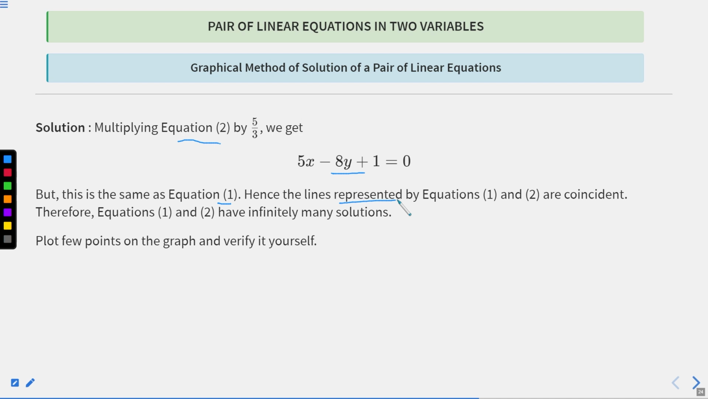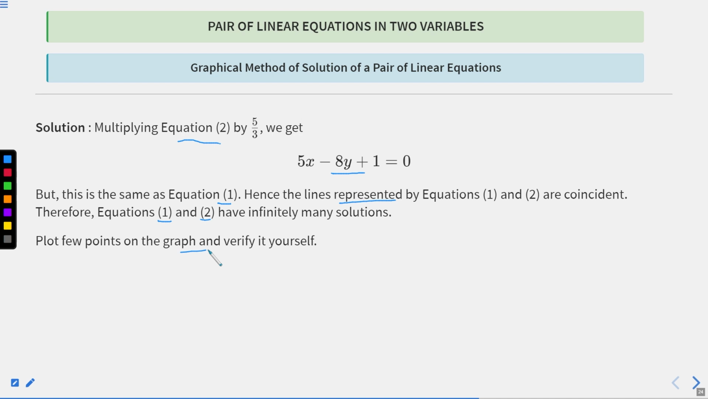Therefore equations 1 and 2 have infinitely many solutions, since we know if the lines represented are coincident, then the pair of linear equations have infinitely many solutions. Here equation 1 and equation 2 actually represent coincident lines. That is why equation 1 and equation 2 have infinitely many solutions. Now plot a few points on the graph and verify it yourself.